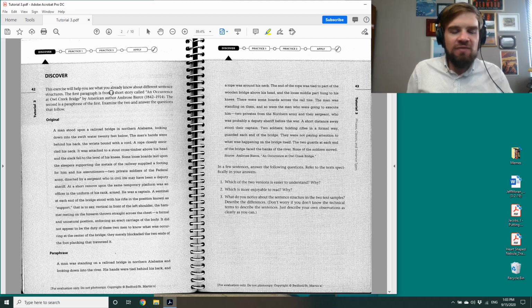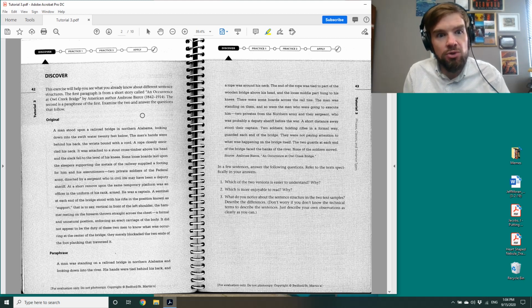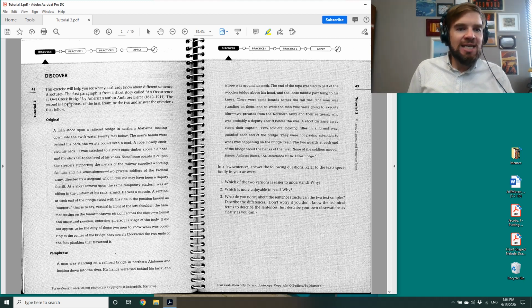The first paragraph is from a short story called An Occurrence at Owl Creek Bridge by American author Ambrose Bierce, who lived from 1842 to 1914. So already a clue, right? This language is old, over 100 years old now. So the second is a paraphrase of the first. Examine the two and answer the questions that follow.